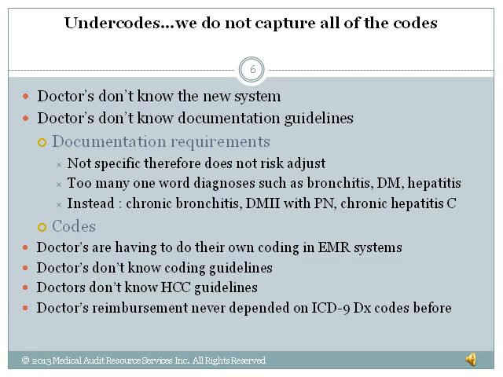Because of the complexities of the system, codes are usually assigned somewhat haphazardly. This results in overcodes and undercodes. Let's talk about undercodes. That means we do not capture all of the codes that are out there. The reasons are doctors don't know the new system. We really don't know the documentation guidelines. We're not specific enough, therefore it doesn't risk adjust. Maybe we use too many one-word diagnoses, such as bronchitis, diabetes, and hepatitis. Instead, we should be saying chronic bronchitis, diabetes with peripheral neuropathy, chronic hepatitis C.